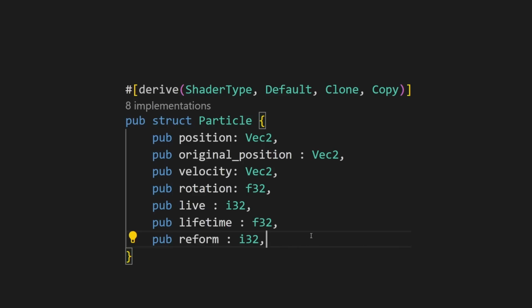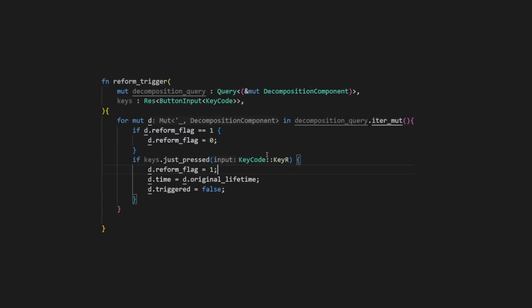It should be noted that we can also just calculate the original position parameter based off of the index of the particle and the position of the center of the object, which is passed in through a uniform variable anyway, but this is what I would refer to as over-engineering, so I just decided to add an original position parameter instead. In order to know when we want to reconstruct our objects, we detect when the R key is being pressed on the CPU side and set the reform flag to 1 on all objects with the decomposition component.